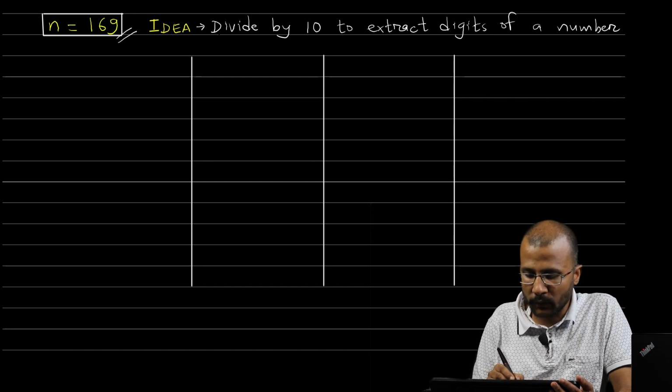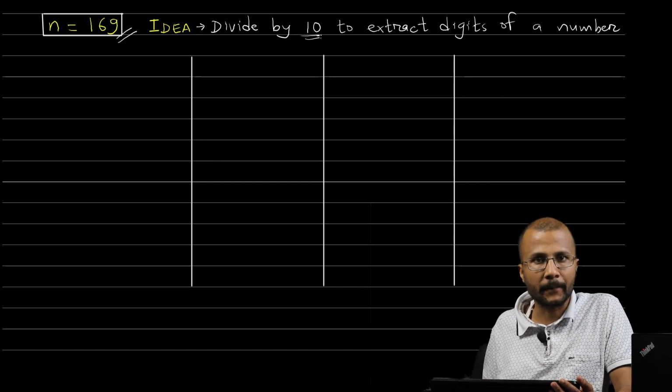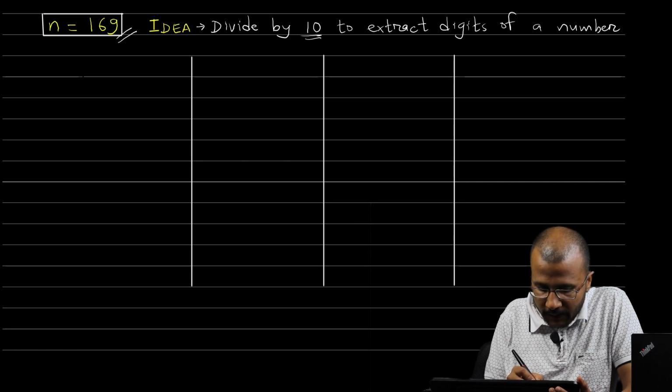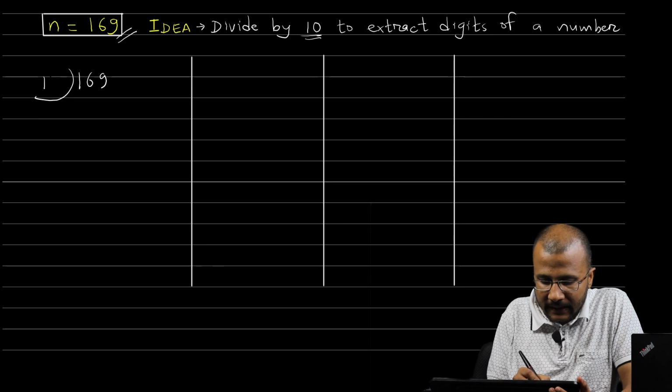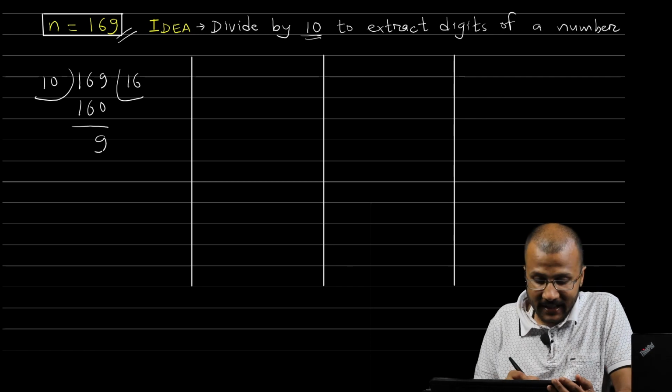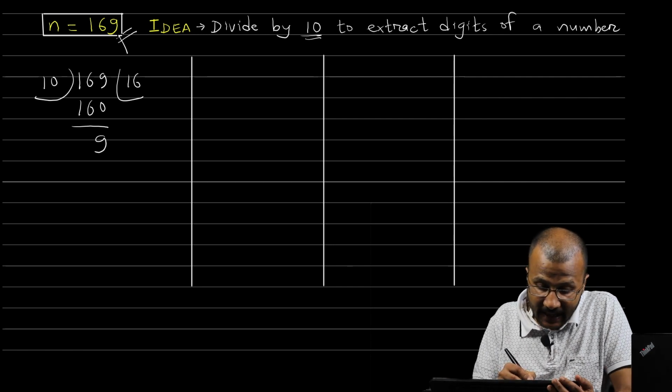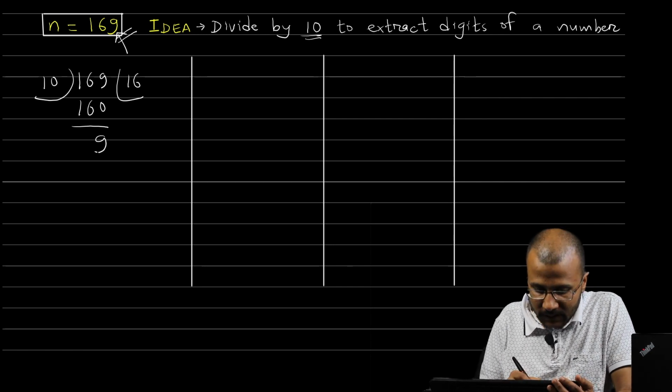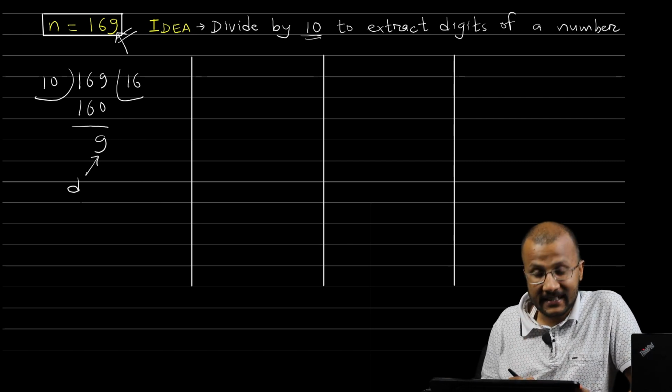The idea is very simple. We'll divide by 10 and note down the remainders. So first of all, the number is 169. I'll divide the number 169 by 10. So 10 times 16 is 160 and the remainder is 9. So see, here we could extract the digit at units place. So this is my digit D.